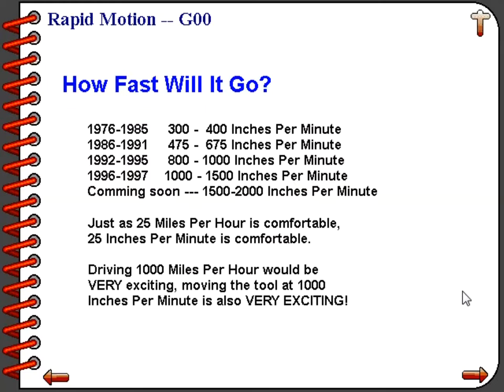Now, just how do we get a perspective or a relationship to that? Well, let's put it into terms that we're all familiar with. At 25 miles an hour, driving in a car is a relatively comfortable speed, and most people would even consider that to be relatively slow. But take that to 1,000 miles per hour. It would be very exciting. Now, moving the tool at 1,000 inches per minute is also very exciting.